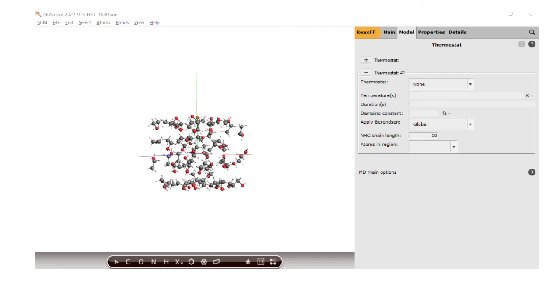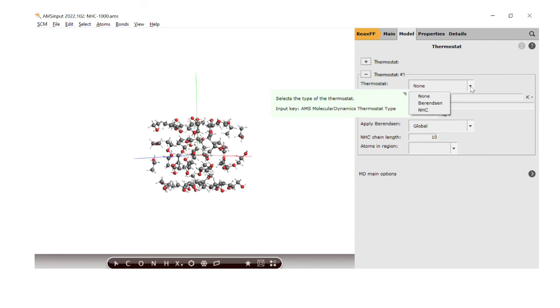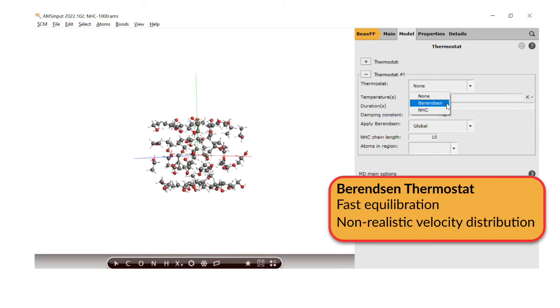In AMS we have the choice between two thermostats. The Berendsen thermostat will ensure a rapid convergence of the temperature, but the resulting velocity distribution will not be correct. The Berendsen thermostat is a good choice for heating up or cooling down a system that is far from the target temperature, but for studying a system at a specific temperature, it is usually not the optimal choice.